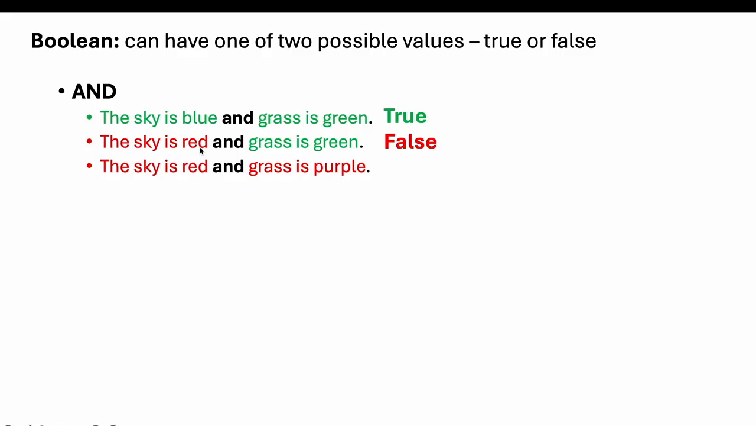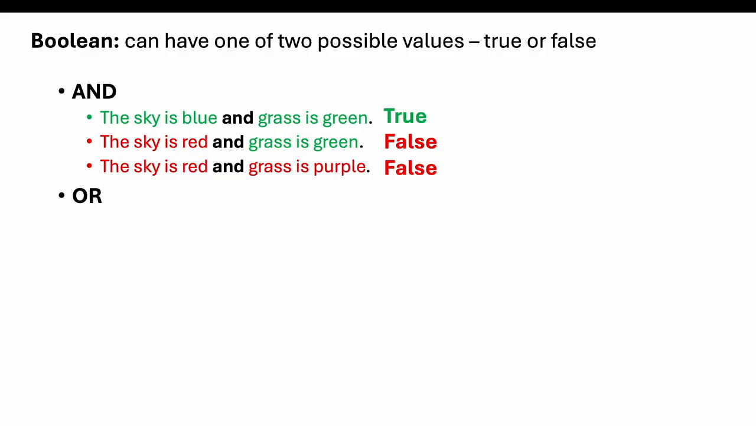And then if I were to say the sky is red and grass is purple, neither of those is true, so therefore that statement overall is false. So with the AND operator, both conditions have to be true in order for the overall statement to be true. The next operator is an OR gate, or operator.